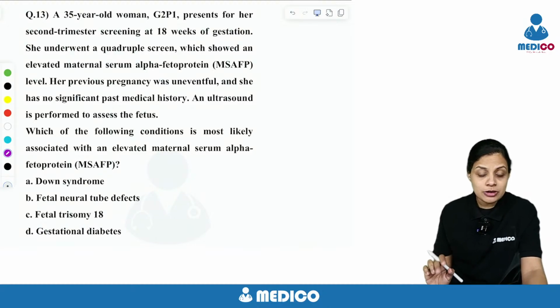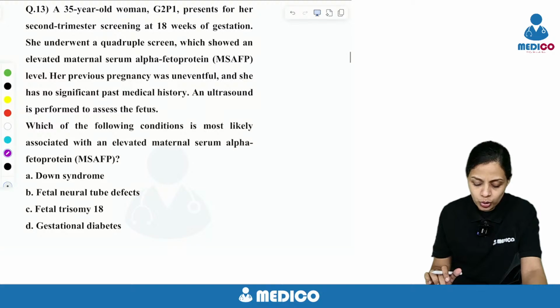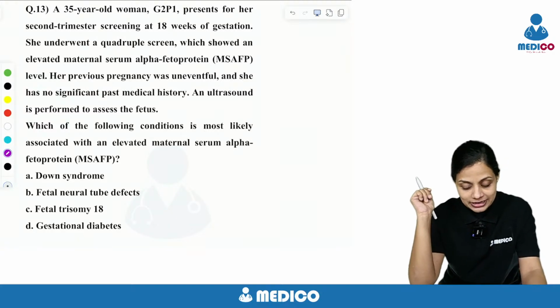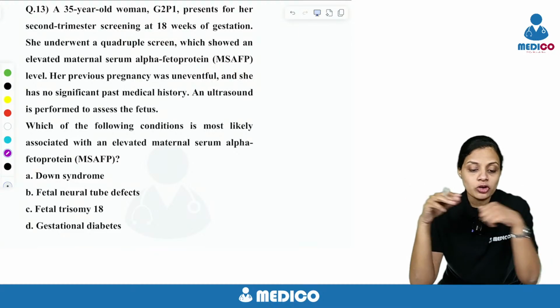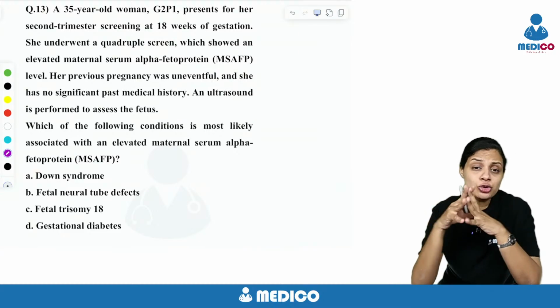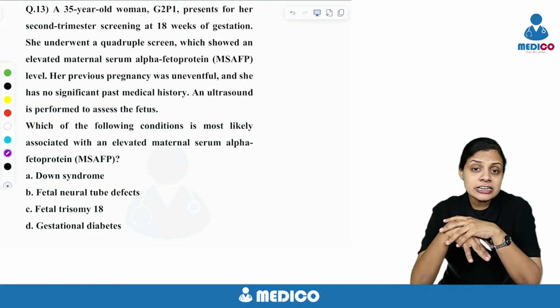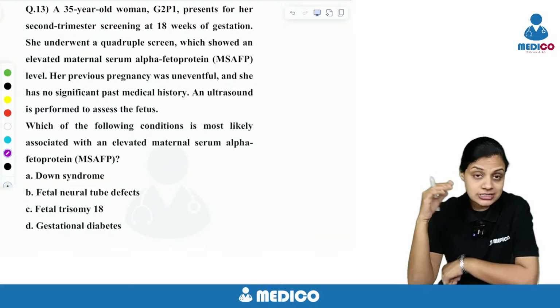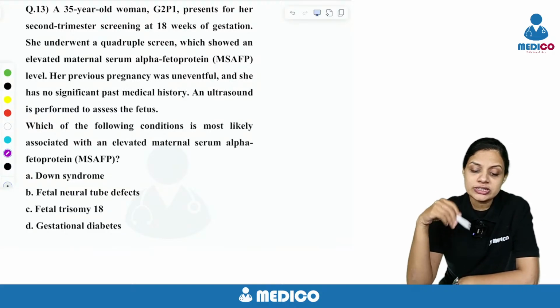An ultrasound is performed to assess the fetus. Which of the following conditions is most likely associated with an elevated maternal serum alpha fetoprotein levels? Aneuploidy screening has recently become a favorite with the examiners. That is why I've added this question.